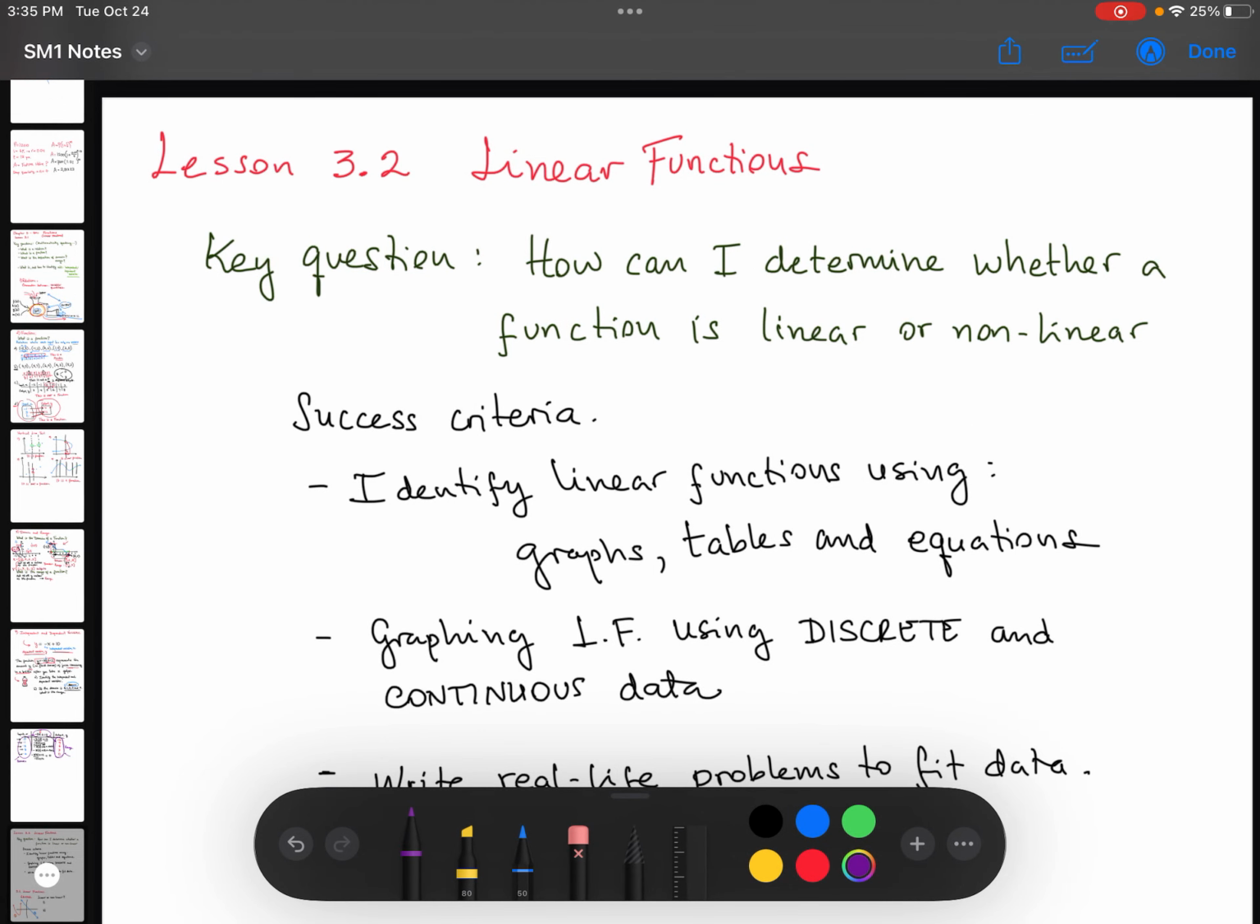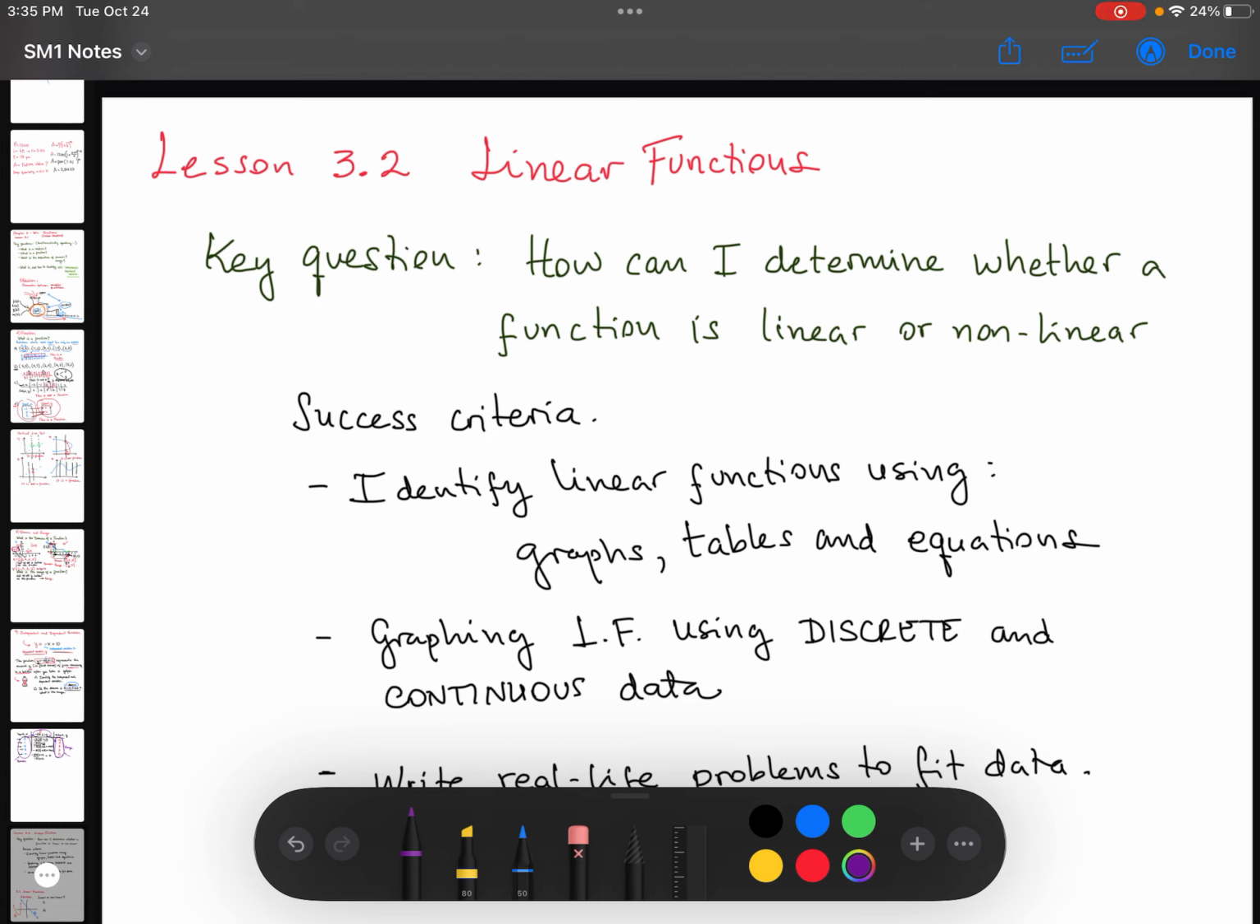Well, let's introduce lesson 3.2 now. We're going to talk about a special set of functions. Based on certain characteristics, we can classify functions. In our last lesson, 3.1, we learned how to identify when a certain relation is a function, mathematically speaking.